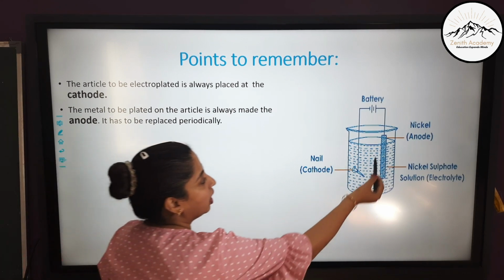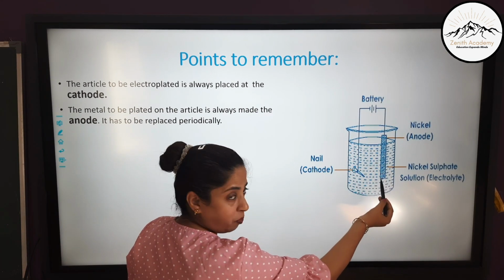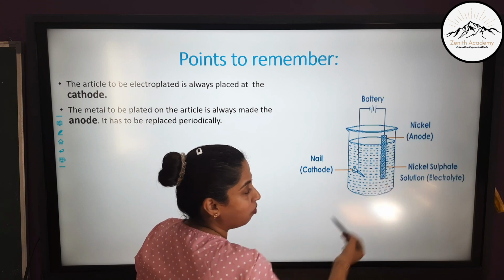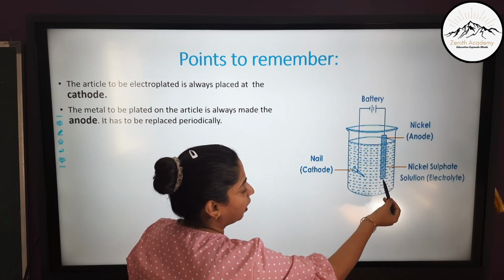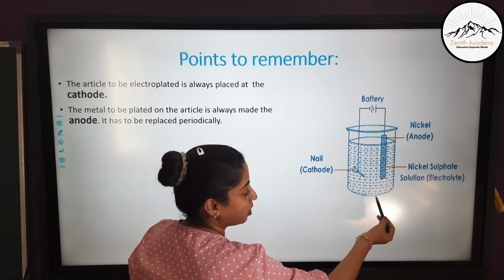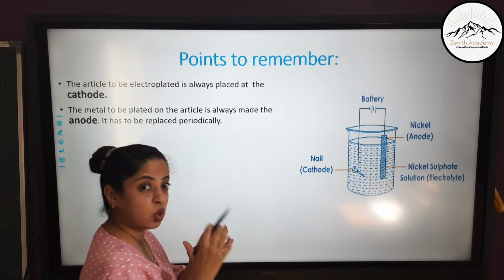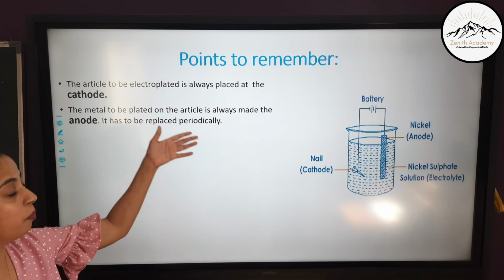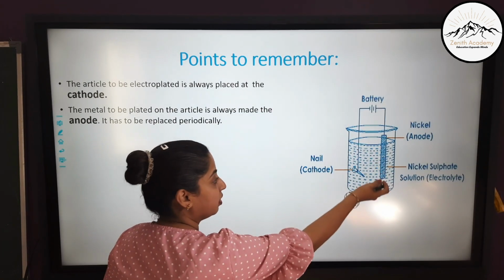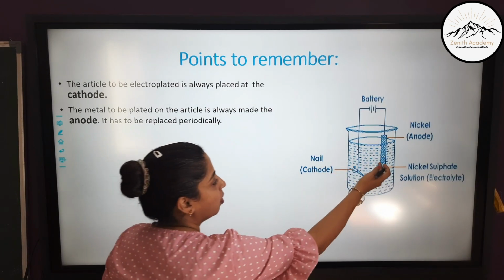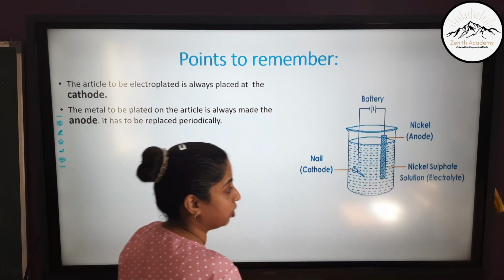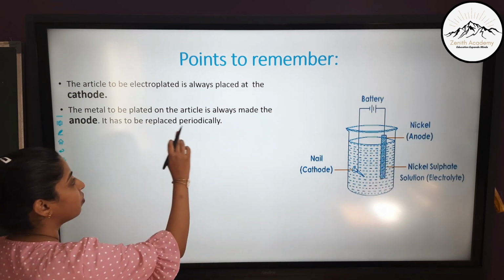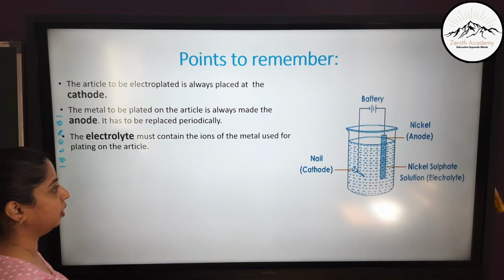Now since this metal anode gets dissolving, as we are passing electricity, this metal keeps on dissolving and forms ions. Since it is dissolving, periodically it has to be replaced because it keeps on getting thinner and thinner as the metal is converting into ions and going into the solution. That's why we have to replace it periodically.